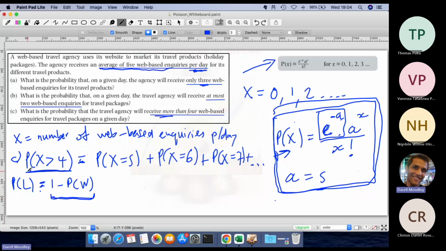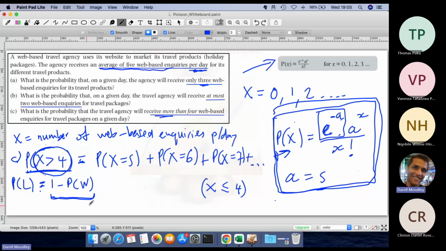In order to do that, I need to know what is the opposite of x greater than 4. So think of x greater than 4 as winning. What is its losing equivalent, in other words? What is the opposite of x greater than 4? The opposite of x greater than 4 is x less than or equal to 4. That's the opposite of x greater than 4.